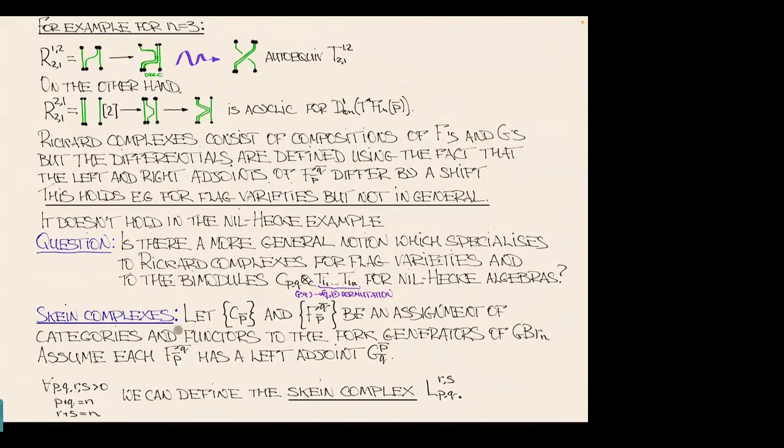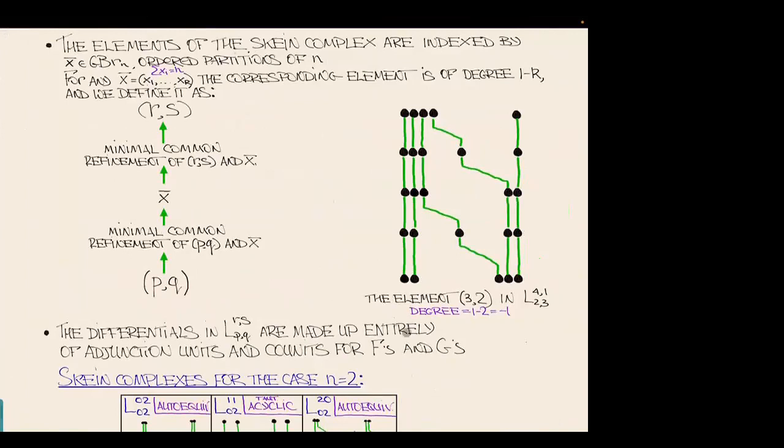Earlier this year, we understood what these are. We call them Skein complexes. So if we have an assignment of categories and functors to objects and fork generators of the generalized braid category, and if each of these fork functors has a left adjoint, then for any numbers p, q, r, s, such that p plus q and r plus s equal n, we can define a Skein complex. So let me give a quick example.